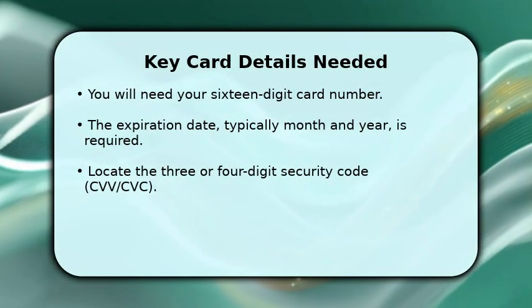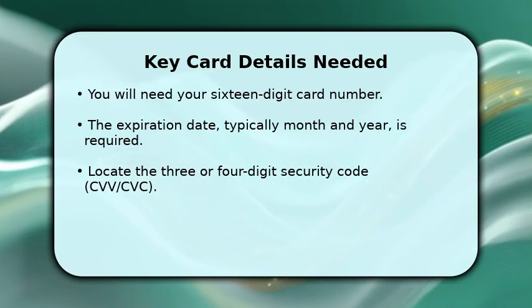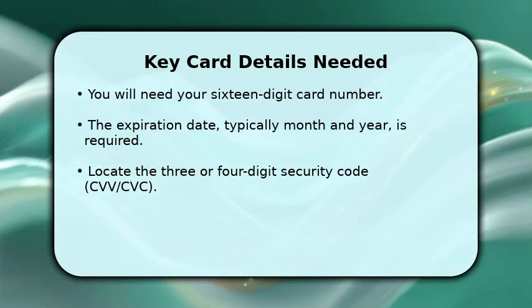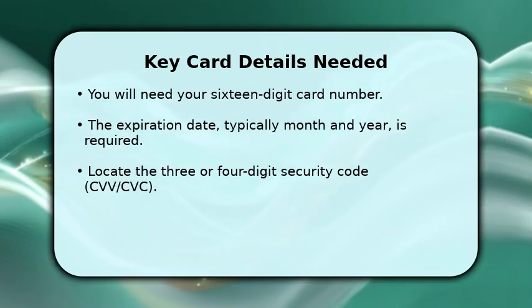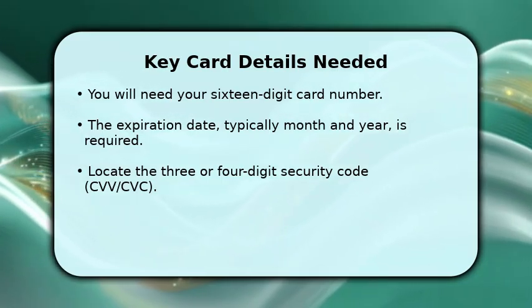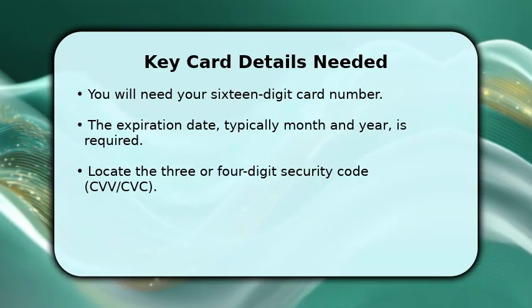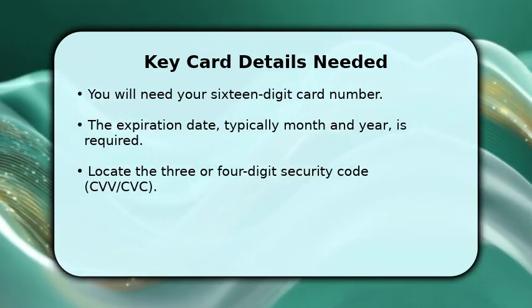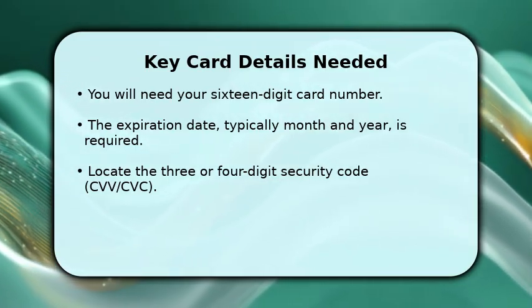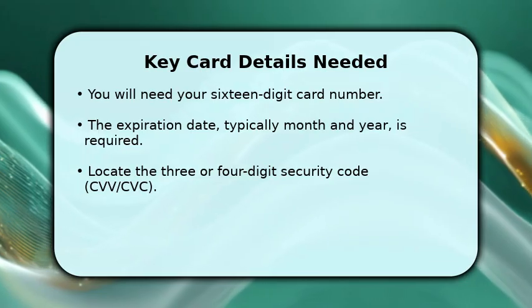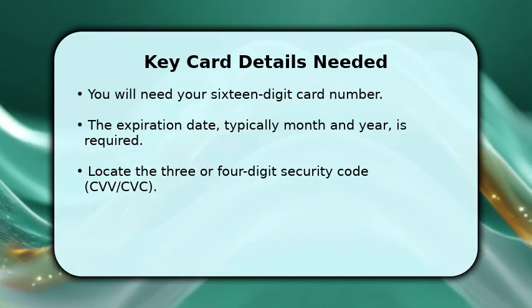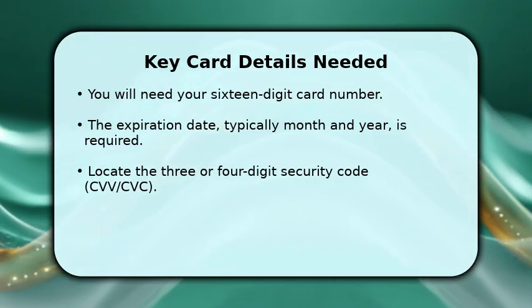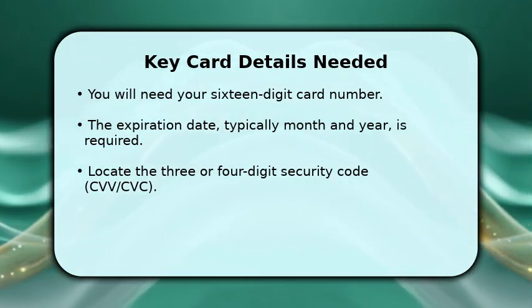When making an online payment, you will need to provide a few key pieces of information from your debit card. This includes the 16-digit card number found on the front. Next, locate the expiration date, usually displayed as a 2-digit month and a 2-digit year. Finally, find the 3- or 4-digit security code, often called the CVV or CVC, typically on the back of your card near the signature strip. These details are crucial for authorizing your transaction.